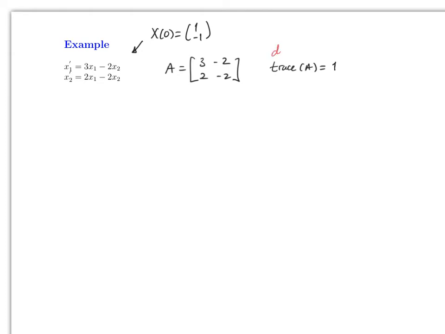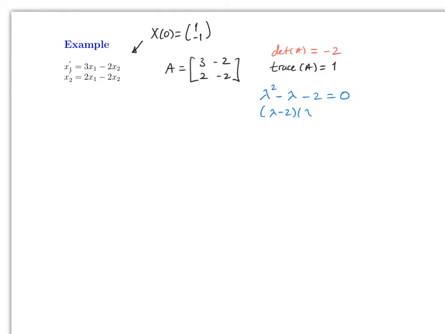And what about the determinant of A? The determinant is minus 6 plus 4, which is equal to minus 2. Hence, the equation for the eigenvalues will be lambda squared minus lambda minus 2 is equal to 0.